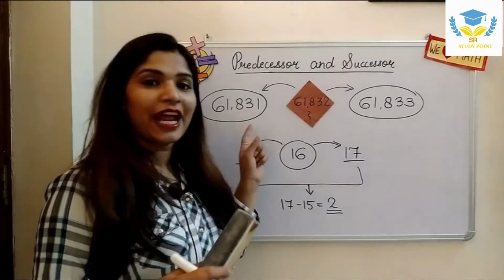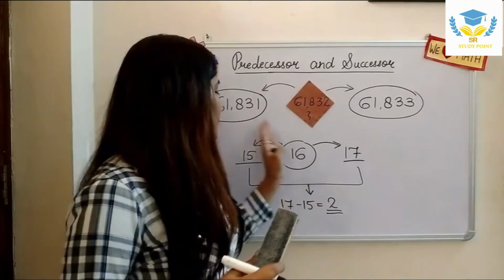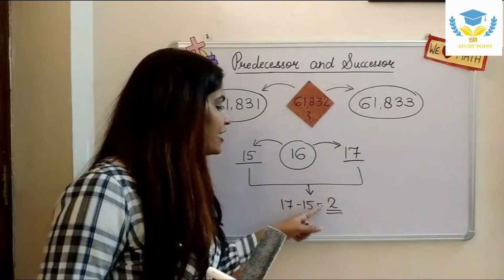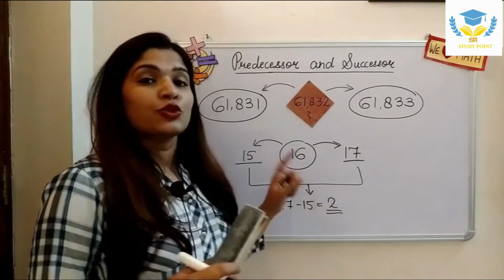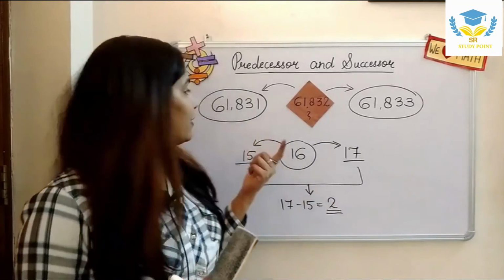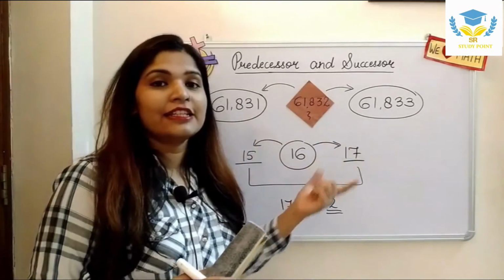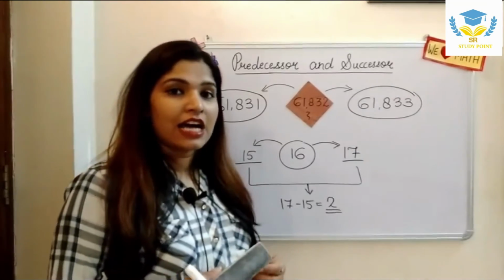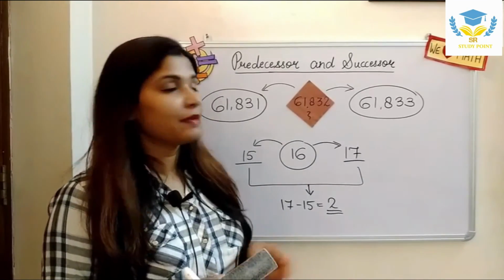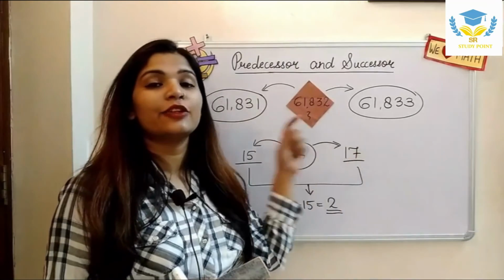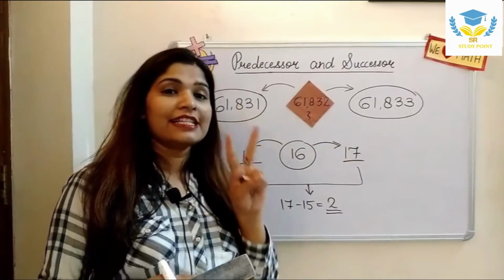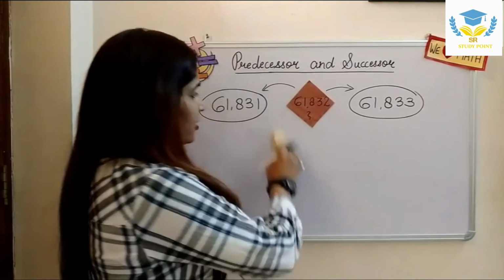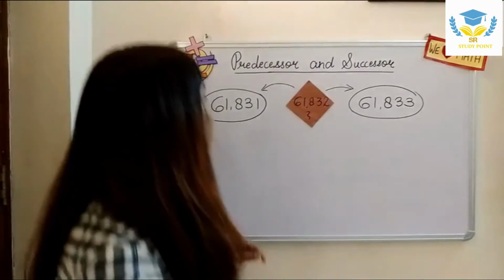Yes, if we subtract the predecessor from the successor of the given number, we get 2 as the answer. So this is the fact in predecessor and successor, that whenever we are asked the difference between the predecessor and the successor, we will get the answer as 2. Let us check the fact with this example as well.